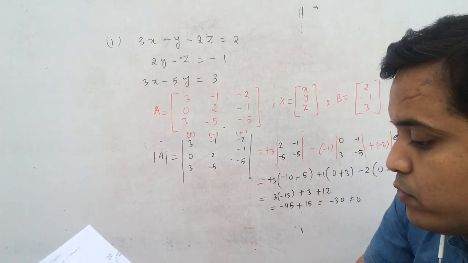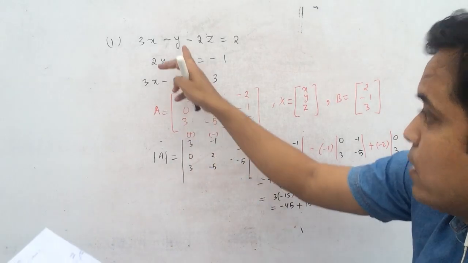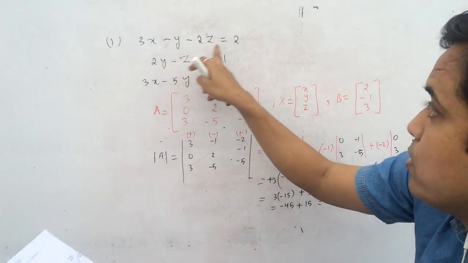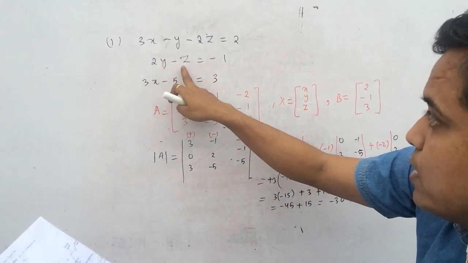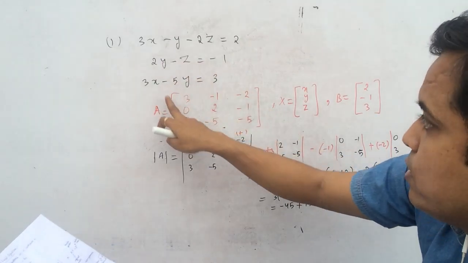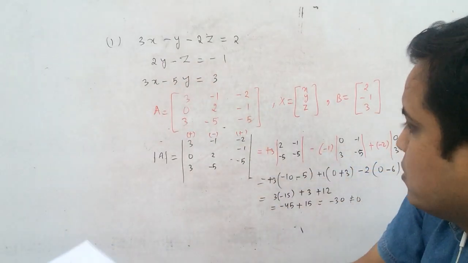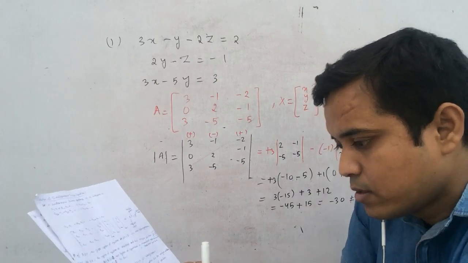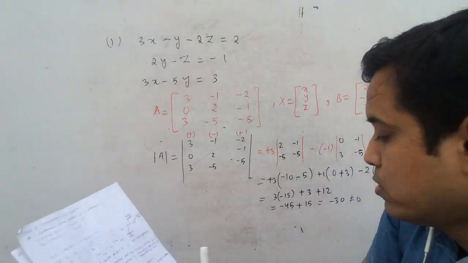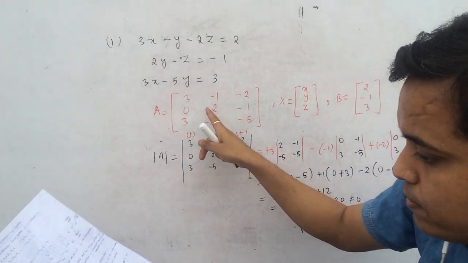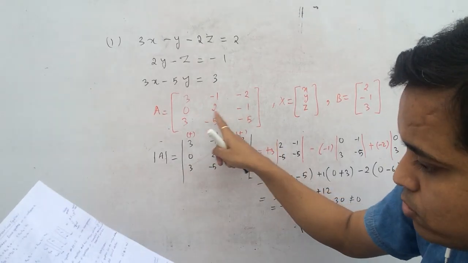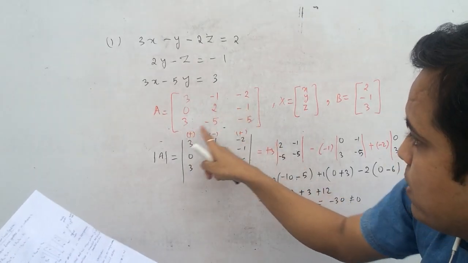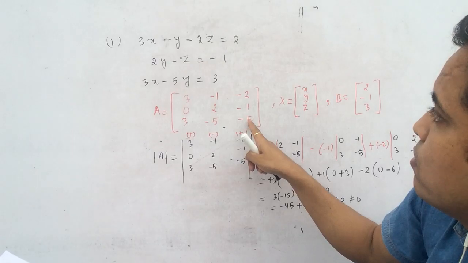So here we have 3x minus y plus 2z equal to 2, 2y minus z equal to -1, 3x minus 5y equal to 3. So here the answer is determinant of A is equal to 0. But how? Okay, 3 minus 1 2, 0 2 minus 1, 3 minus 5 0.